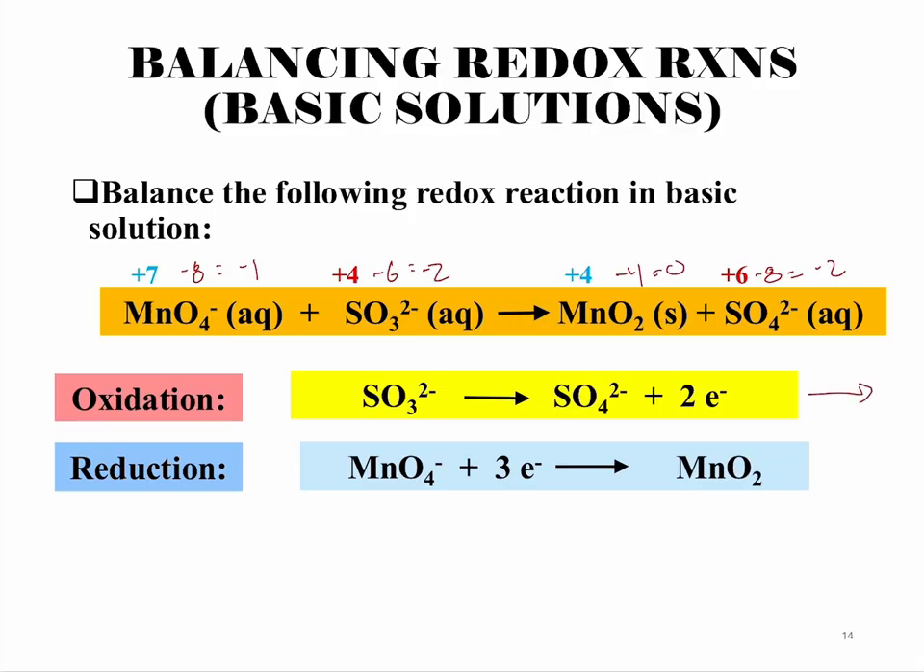So let's balance the oxidation reaction here, right? We don't have any hydrogens yet, but we know we're in a basic solution, right? So we're in a basic solution, which means our hydroxide ions are what we're going to use to add water and hydrogen, water and hydroxide ions. So it's SO3 to SO4. So we go SO3 2- to SO4 2- plus 2 electrons.